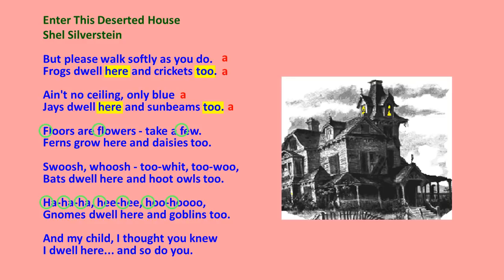For example, line 7 reads, "swoosh, whoosh, to wit, to woo." These are verbal representations of the sound of a bat flying, swoosh, whoosh, and an owl hooting, to wit, to woo. So this poem actually contains an example of all 5 of our sound devices.